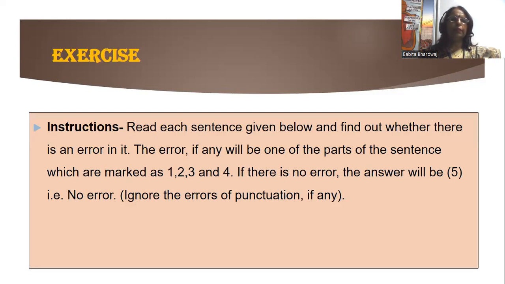Now, these are the instructions for some of the questions. Read each sentence given below and find out whether there is an error in it. The error, if any, will be one of the parts of the sentence which are marked as 1, 2, 3, and 4. If there is no error, the answer will be 5, that is no error. Ignore the errors of punctuation, if any. So here the main focus is on sentence formation. If you find a mistake in any aspect of a sentence which we have discussed just now, you will be focusing on those aspects.